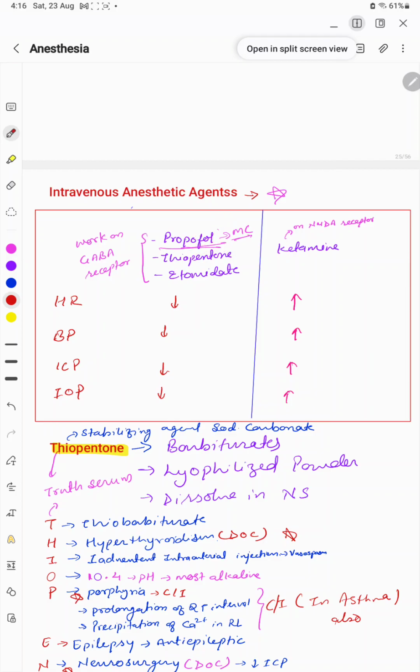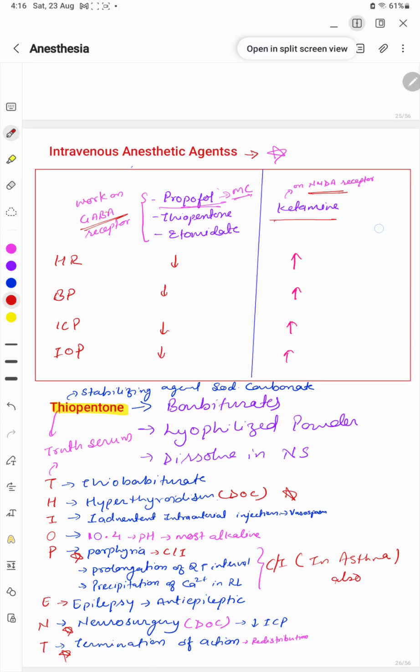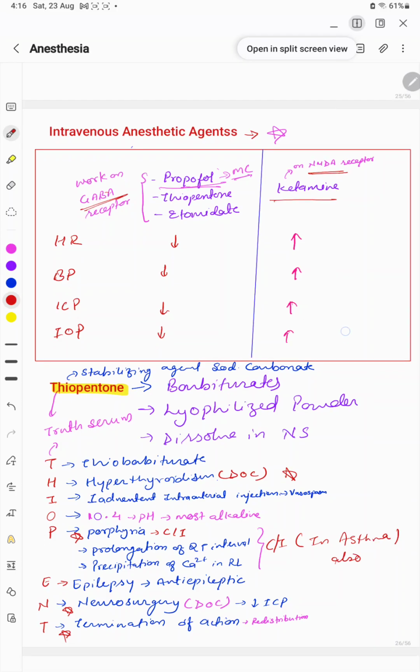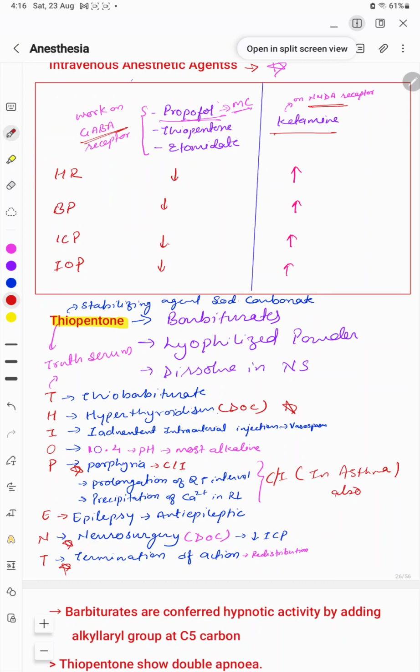We can divide IV anesthetic agents into two categories: propofol, thiopentone, and etomidate in one category, and ketamine in another, because these three work on the GABA receptor, while ketamine works on the NMDA receptor. The agents that work on the GABA receptor decrease heart rate, BP, intracranial pressure and intraocular pressure, they decrease all, while ketamine works oppositely and increases all. Now we will study them one by one.